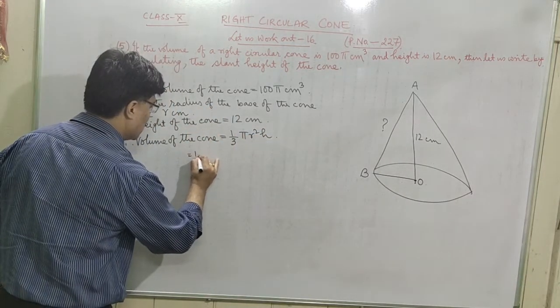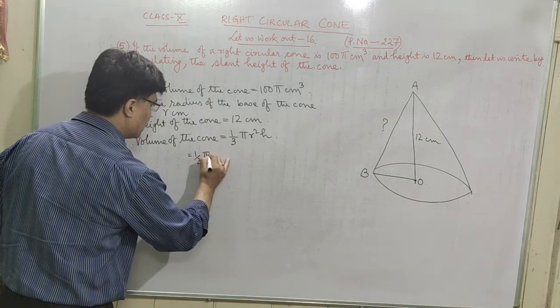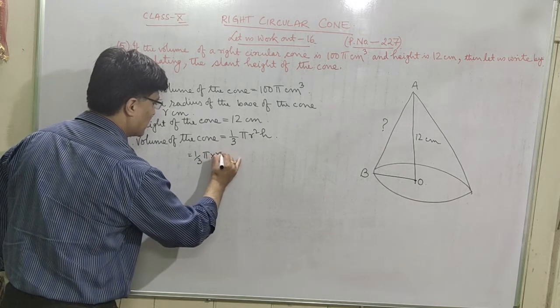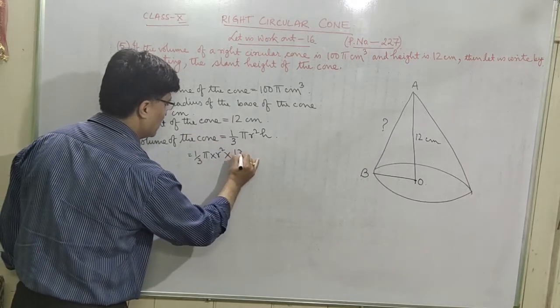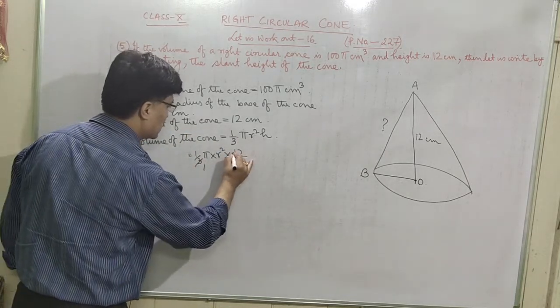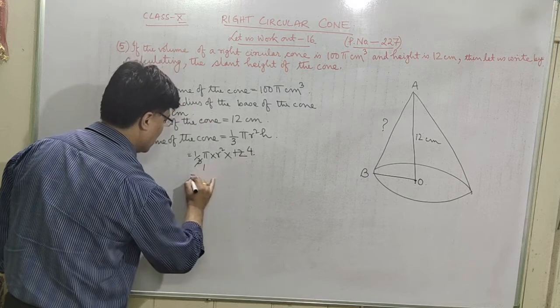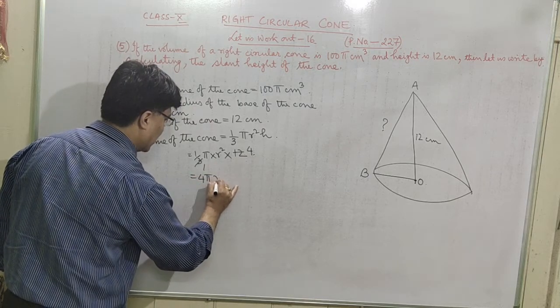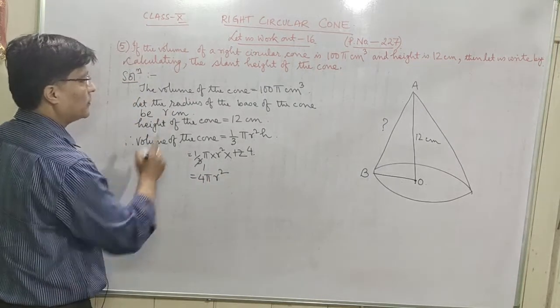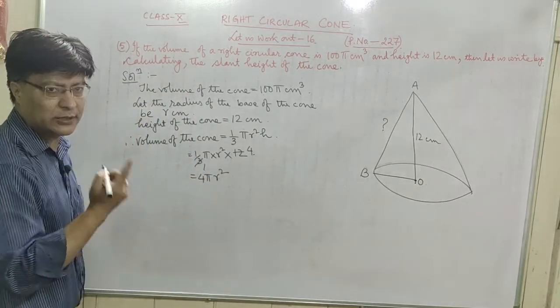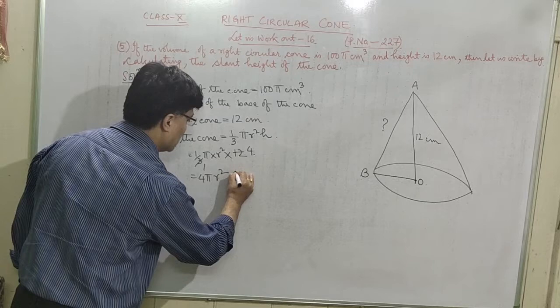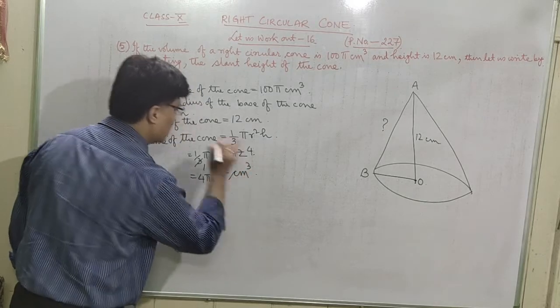So which is equal to 1/3 pi, kept as it is, r square is r square. And what is the height of the cone? Height of the cone is 12. So you can cancel it. 3 1s are 3, 3 4s are 12, which is equal to 4 pi r square. Not square centimeter. Since this is the volume, it is the cubic centimeter. So this is centimeter cube.